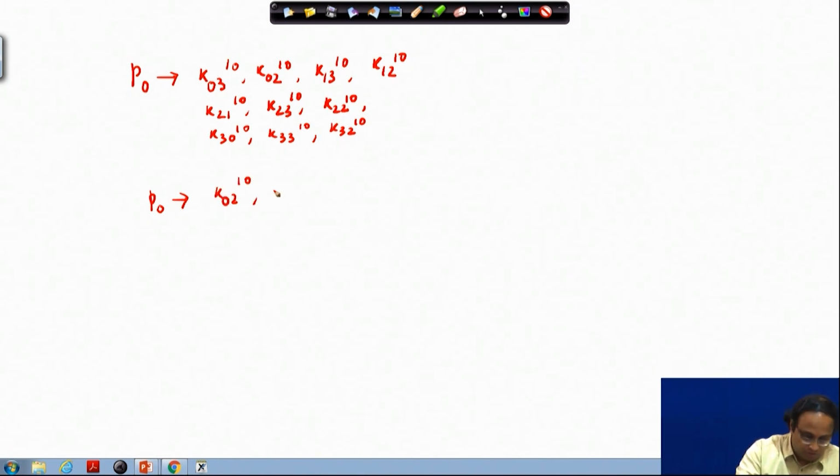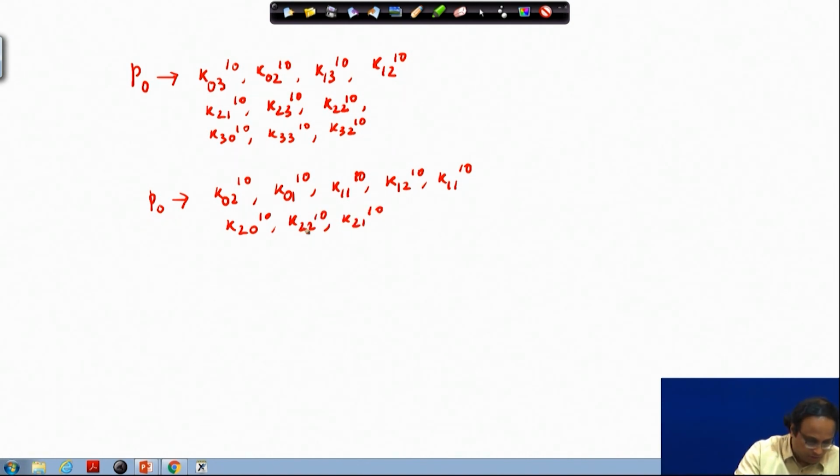So like this, for the other p0 differential you will have k0210, k0110, k1110, k1210, k1110, k2010, k2210, k2110, and then k3310 and k3210 followed by k3110.